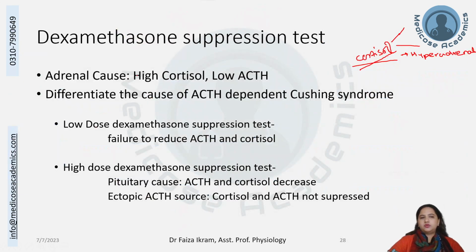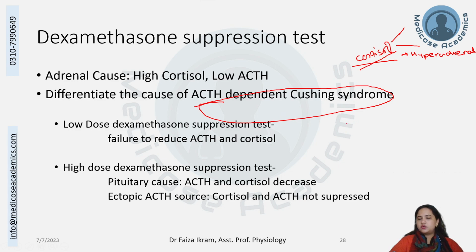Next thing you would like to do is identify ACTH-dependent Cushing syndrome. If it is identified, you want to see whether ACTH is coming from the pituitary gland or from an ectopic source. You will do a dexamethasone suppression test. What is it?